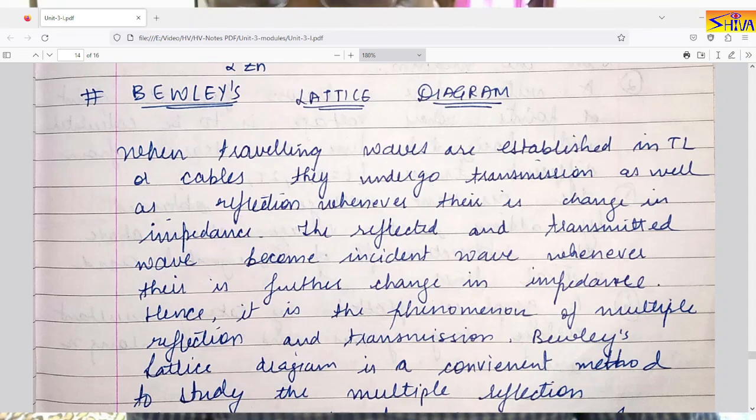Friends, good morning. In my previous two lectures, I have explained the multiple reflection of voltage and current waves when the other end is open circuited and short circuited.